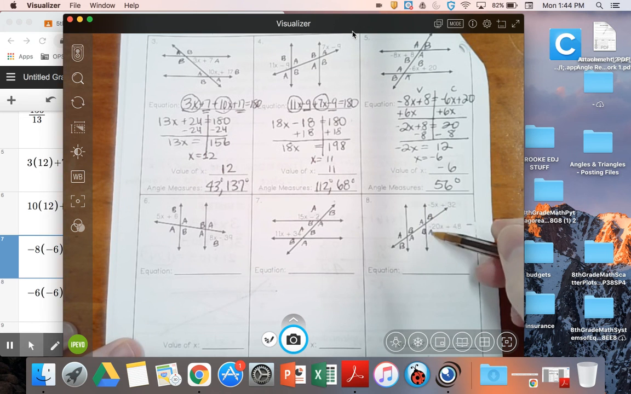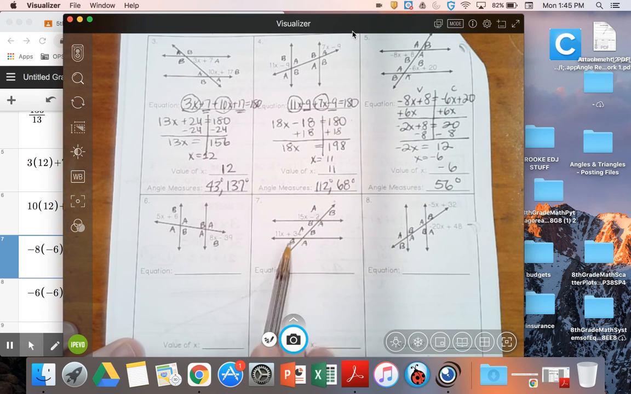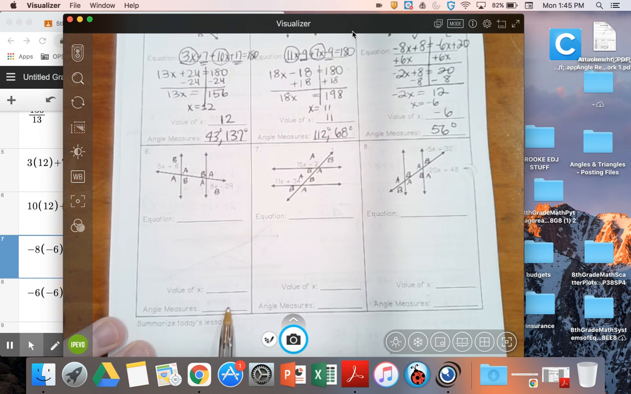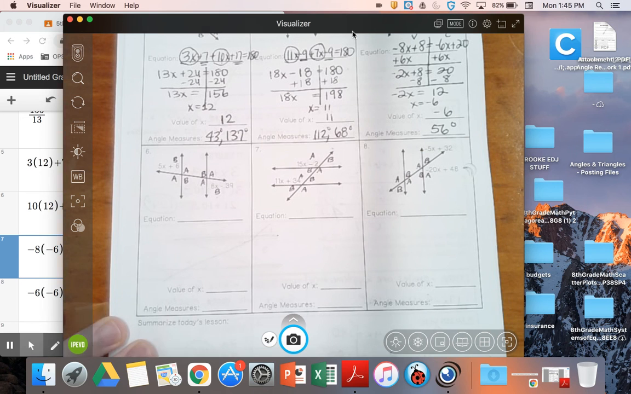So it looks like I got an A and a B. Those look like supplementary. Like when I add them together, I get 180. So look to see how they match up and set them up to your equations and solve what you have as you go forward. Okay? So you should get one angle measure for 6 and 7. You should get 2 for number 8 as you go forward.